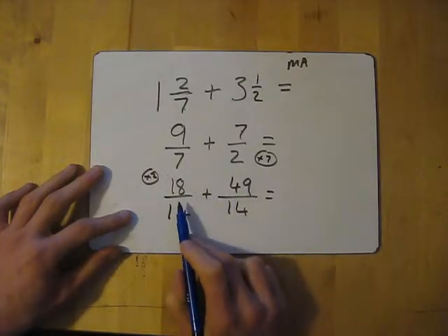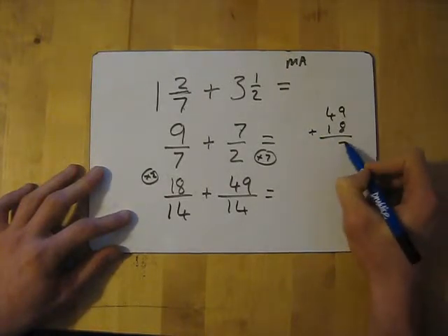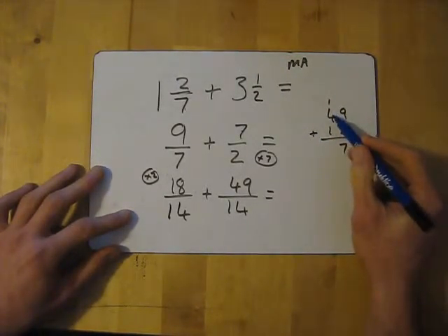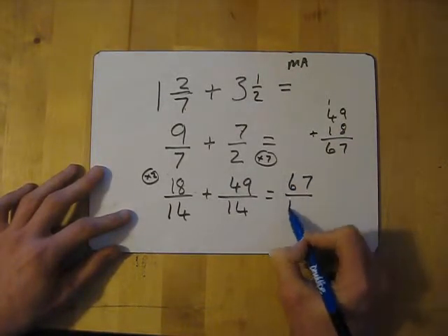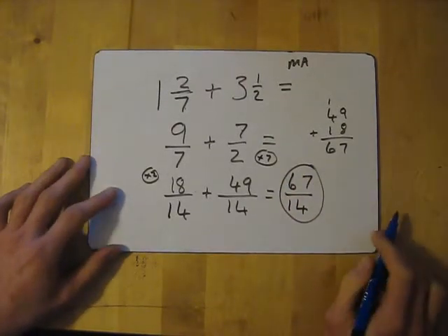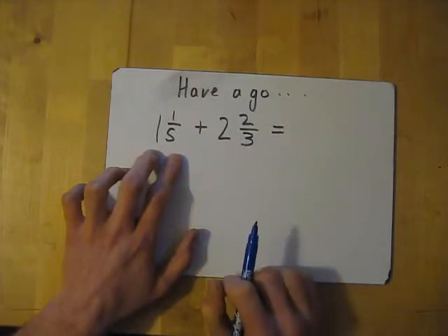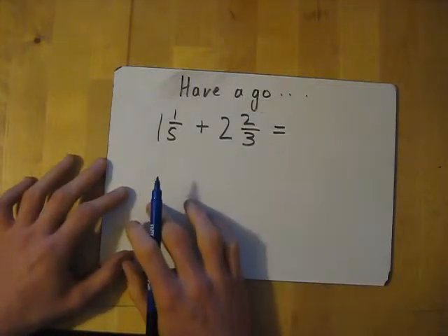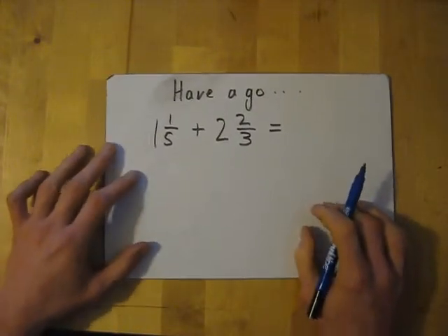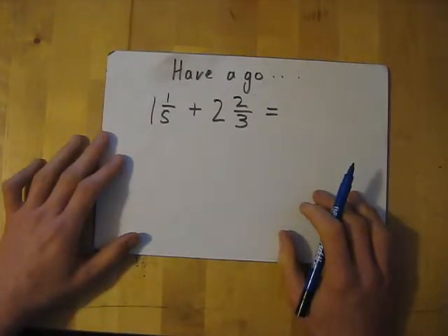Now 49 add 18. I'm just going to do my quick column addition to make sure. 1 add 4 is 5, add 1 is 6, is 67. So I've got 67/14. That's my answer. Let's try one for you to have a go at yourself as well. So remember, convert these into our improper fractions using ma. Find the common denominator, convert them, and then keep the bottom the same and just add the top. So if you want to have a go, I'm going to go through the answer in 3 seconds. So pause now. So 3, 2, 1.